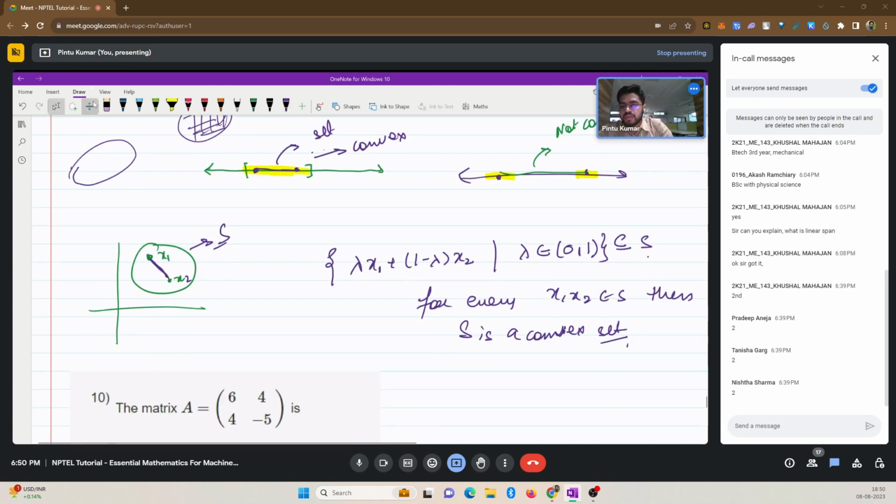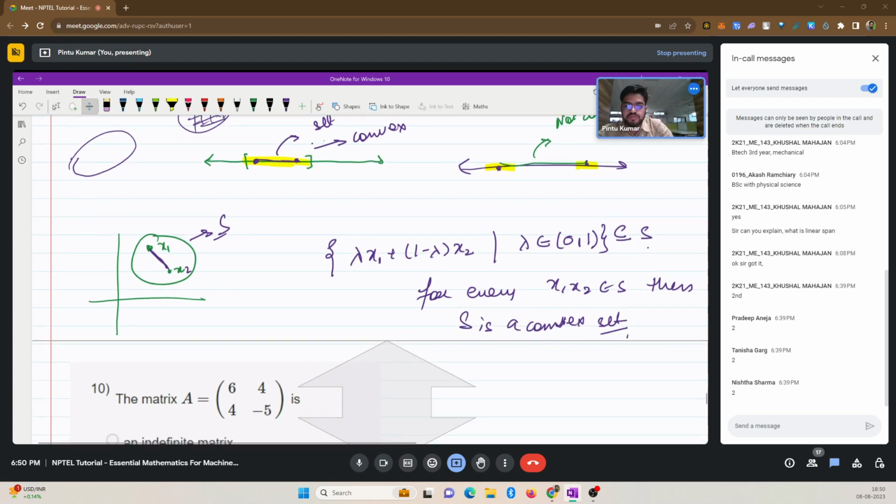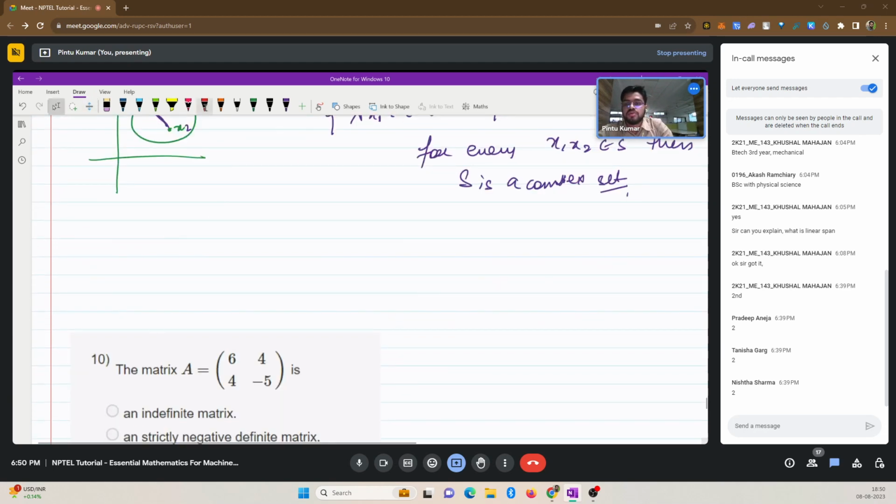So let's say I draw one example. Let's say I'm looking at a rectangle. This is my set, but I'm just looking at the boundary of this set. This is the boundary. Is this a convex set or not? Can you please type in the chat box? Would this be a convex set?